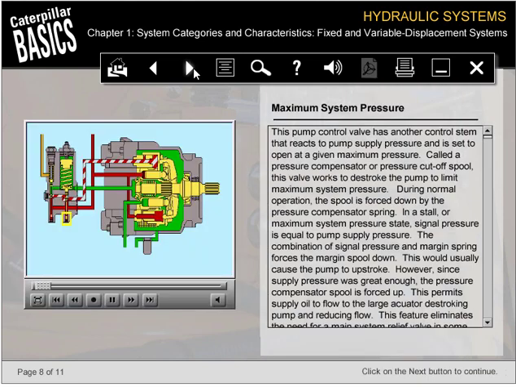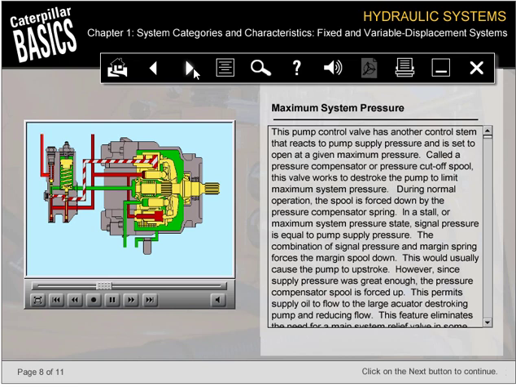This pump control valve has another control stem that reacts to pump supply pressure and is set to open at a given maximum pressure. Called a pressure compensator or pressure cutoff spool, this valve works to destroke the pump to limit maximum system pressure. During normal operation, the spool is forced down by the pressure compensator spring.